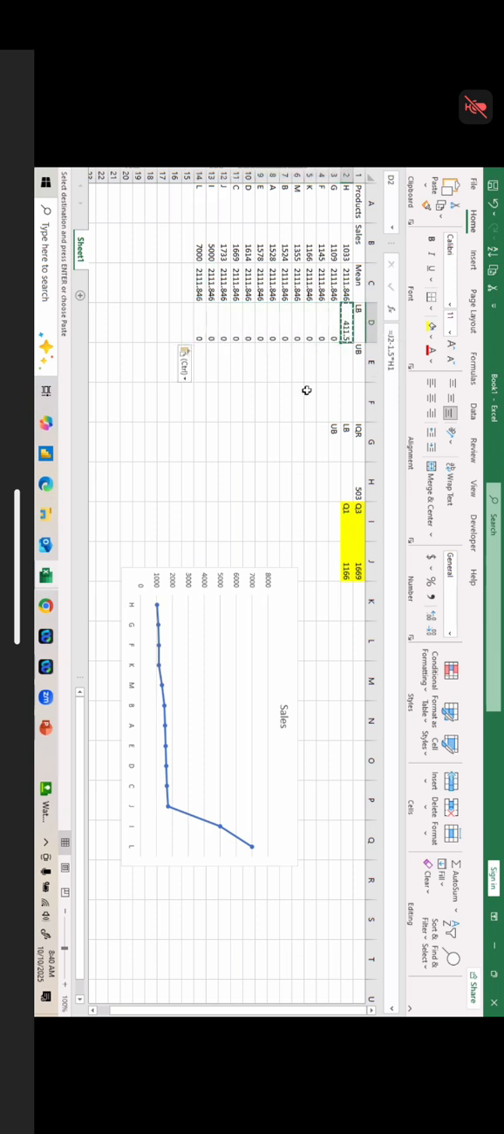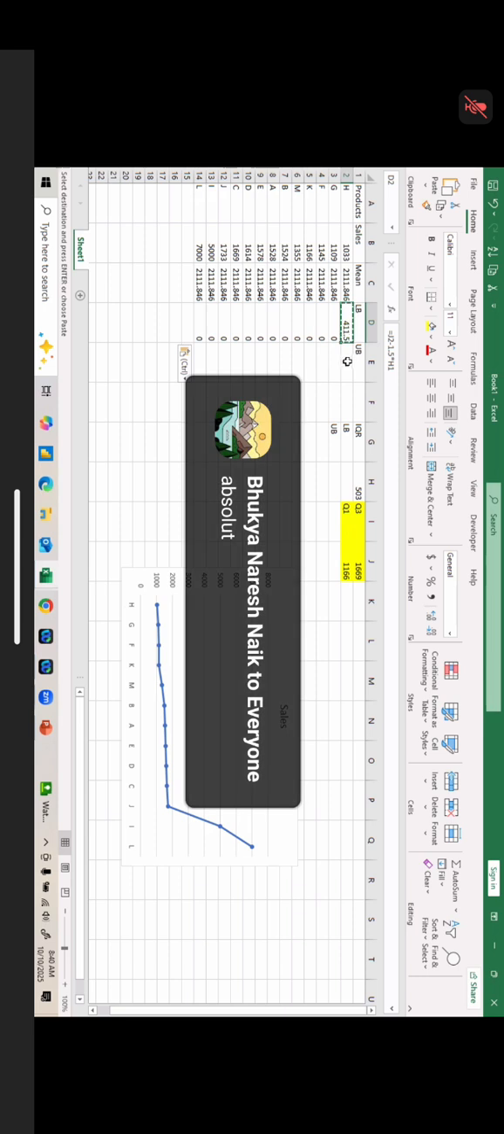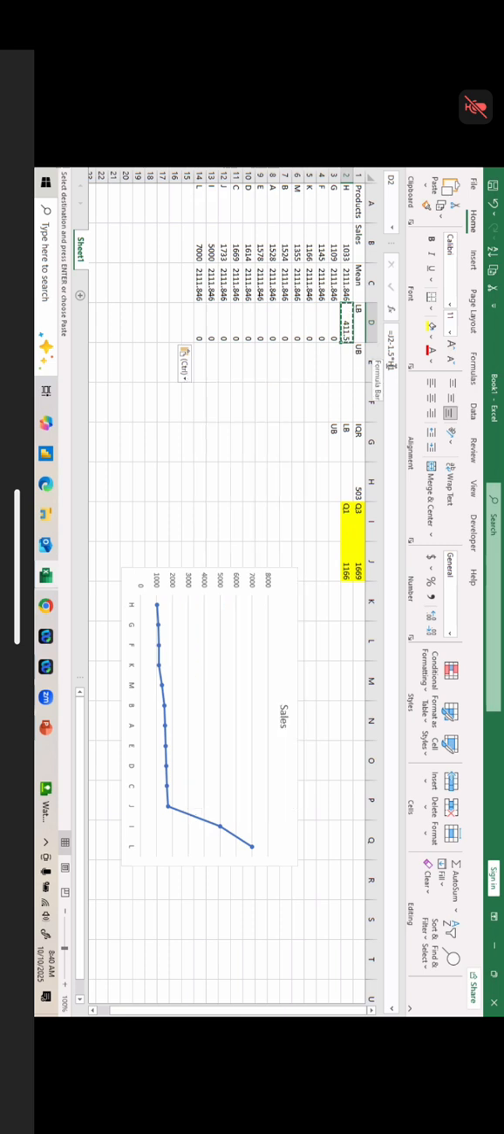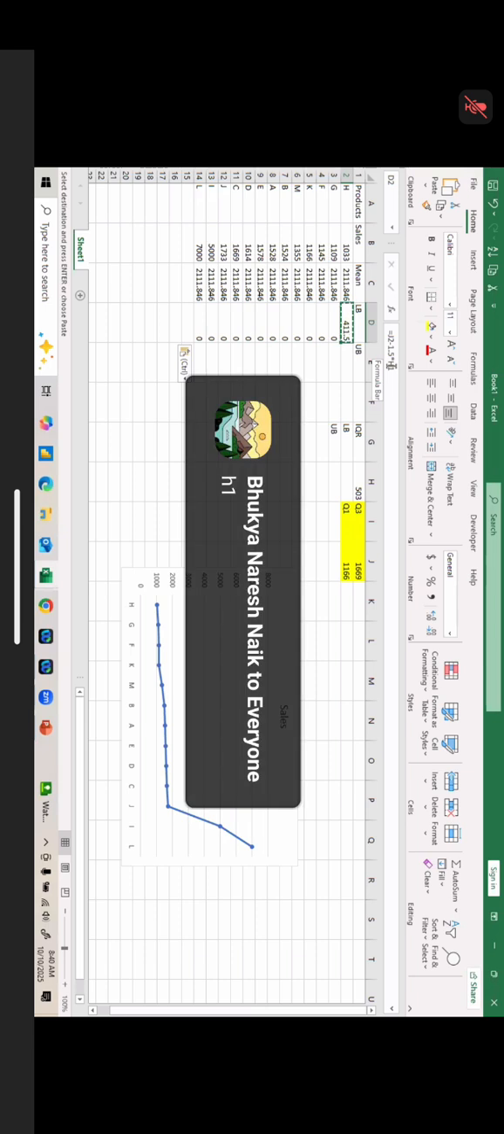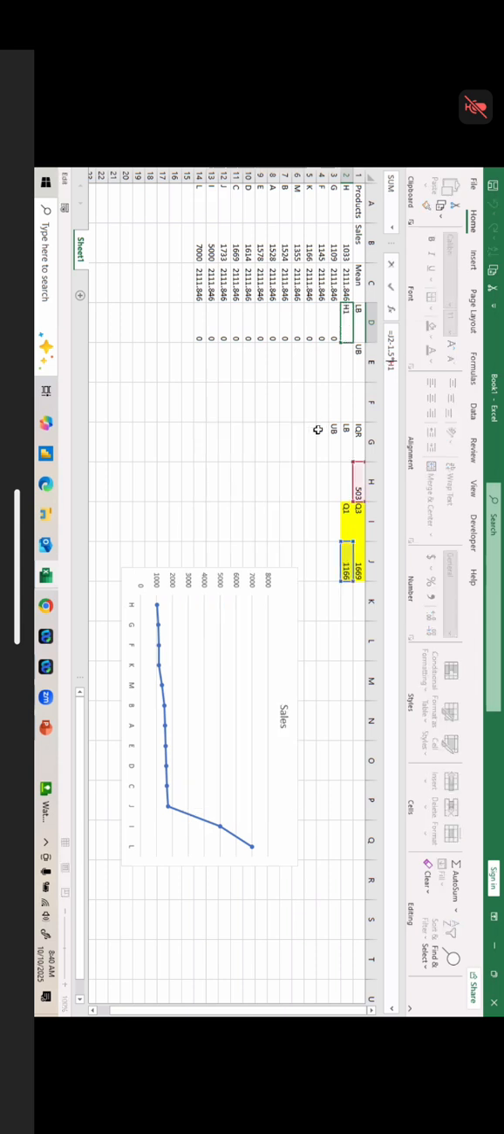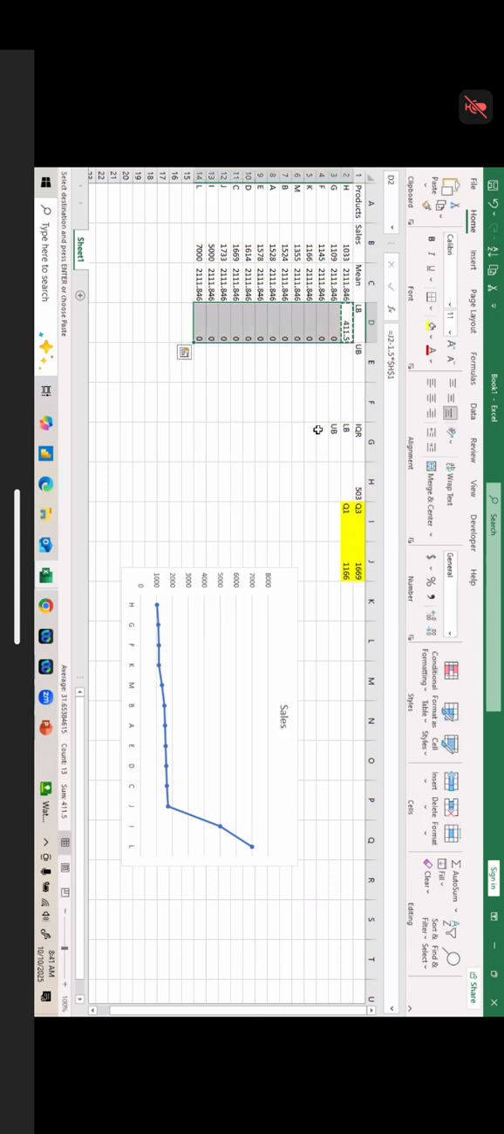Why are we getting zeros? We need to add dollar symbols. Where should we add dollar symbols? IQR. Here. Okay. I'll copy this, paste it over.